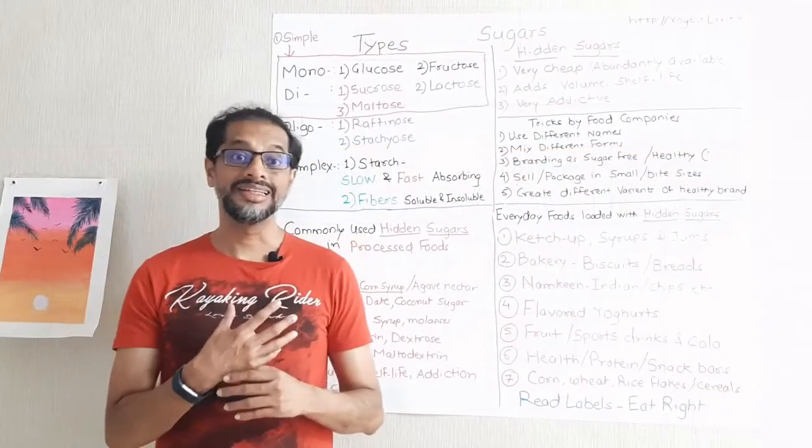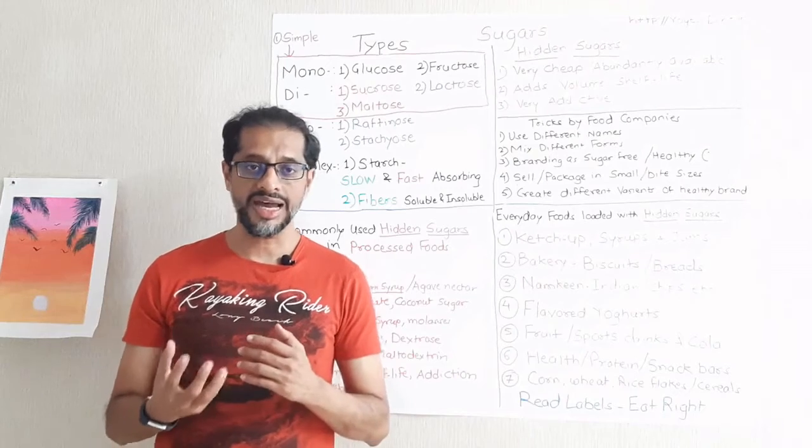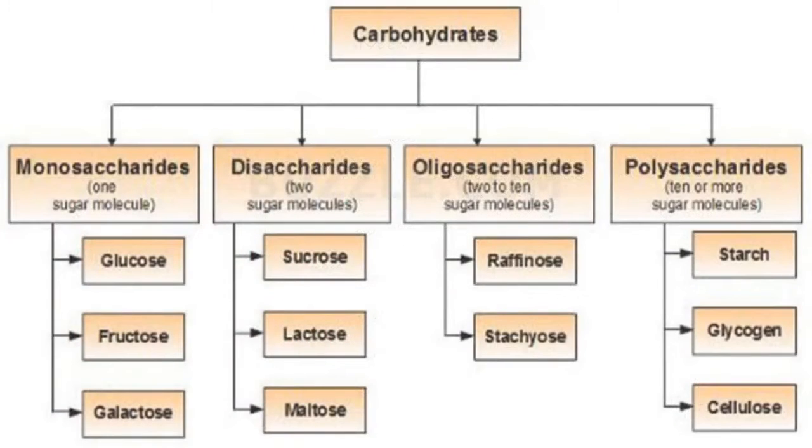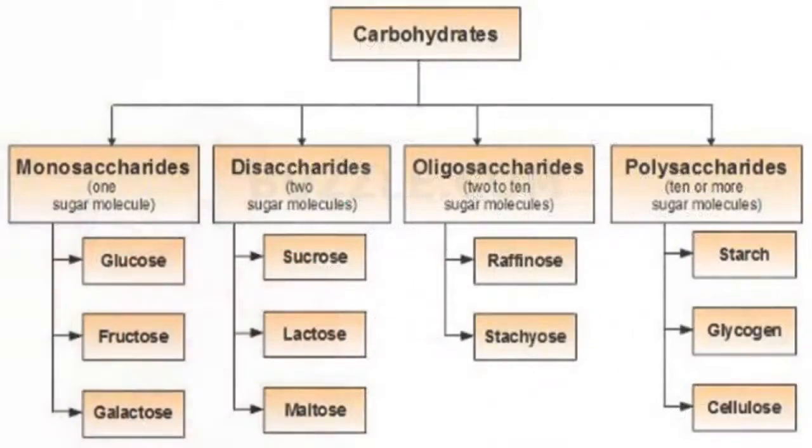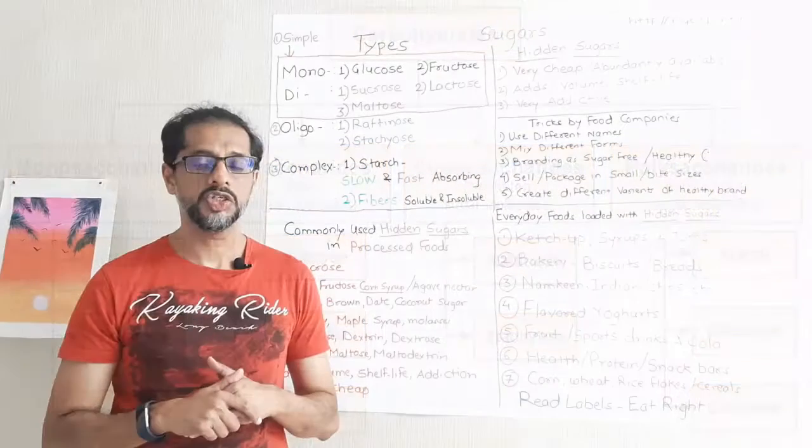The second one is oligosaccharide, which has more than three molecules of sugar, and which is typically found in products such as dals, lentils, pulses, and so on and so forth. And the third one is the complex, which is typically found in green vegetables, and it is also subdivided into starch and fibers as such.